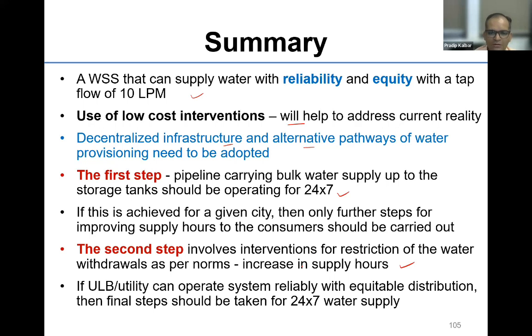But then we have to see the need, whether people really want it, because in many cities people have also objected to 24/7 experiments. So I think that's what I learned through a lot of this particular research and my work with my students and many public health engineering departments, cities, Municipal Corporation of Greater Mumbai.